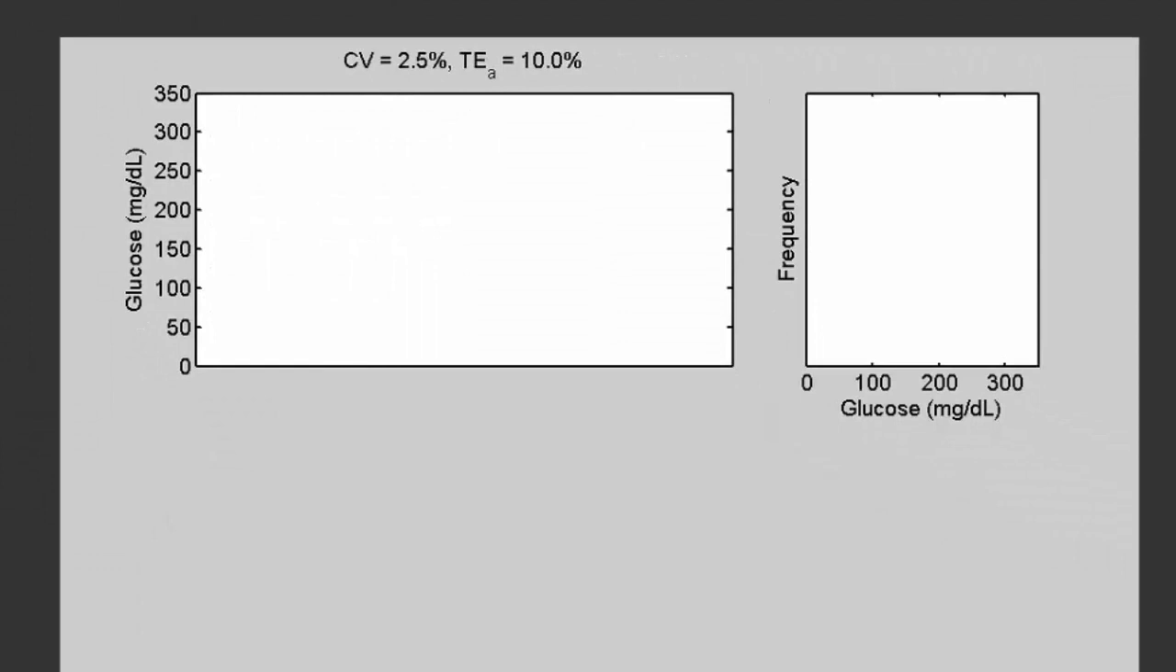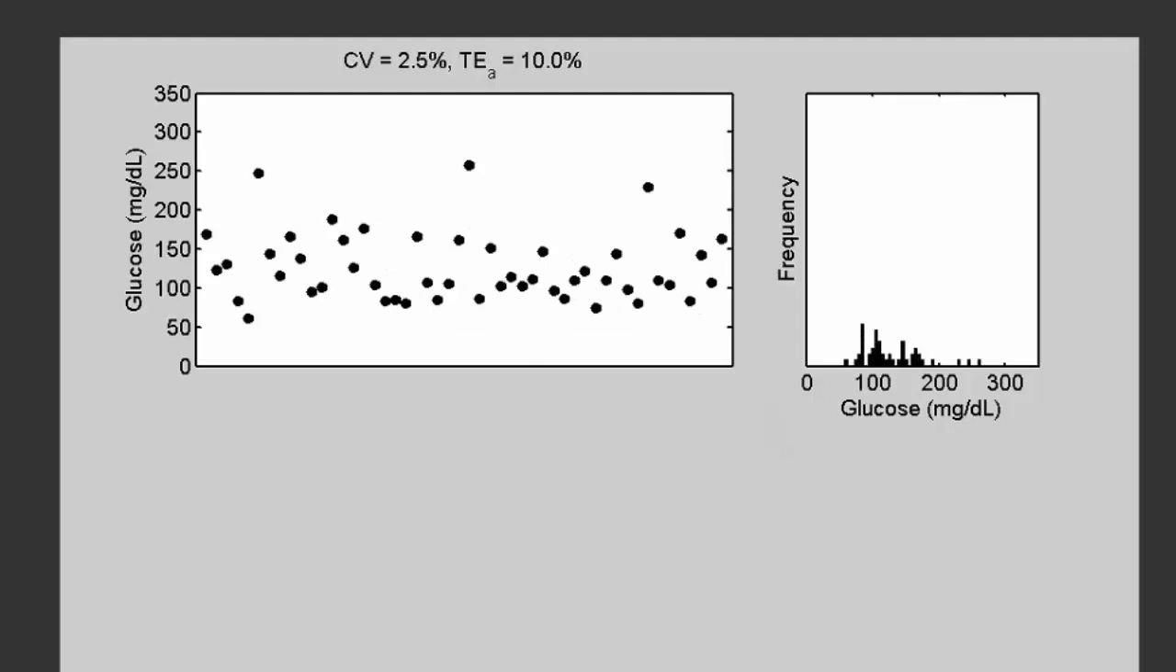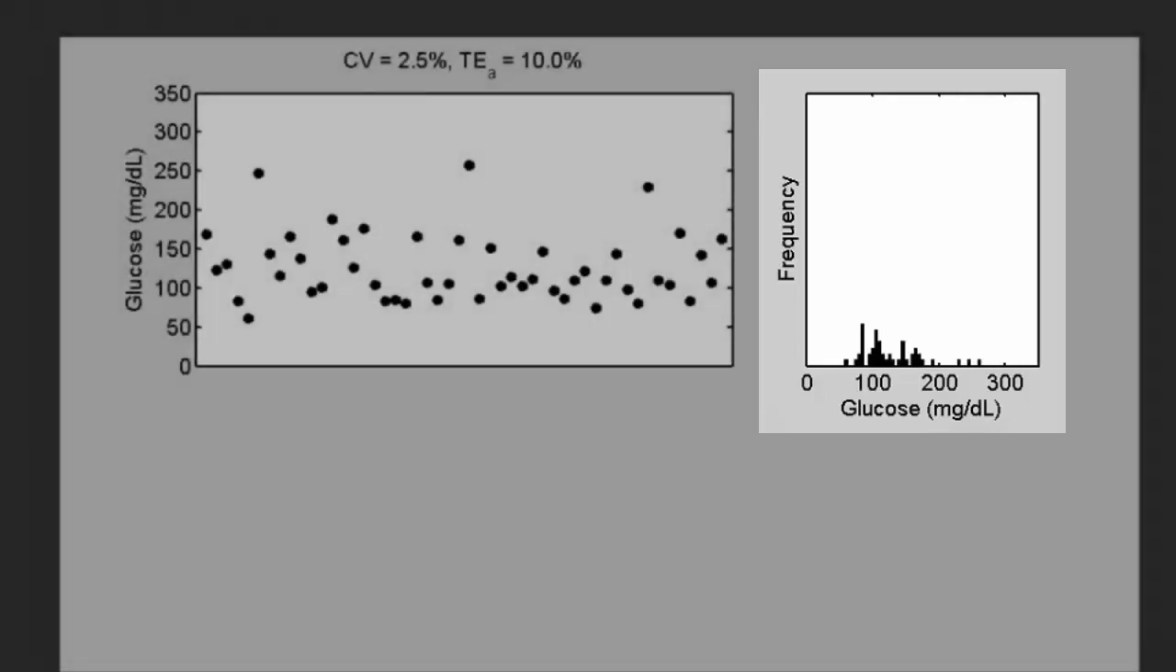Now let's imagine that we are in the laboratory doing routine testing. We expect results to be evaluated over time. Here we can see the distribution of results. In this case, they range from about 50 to 300.